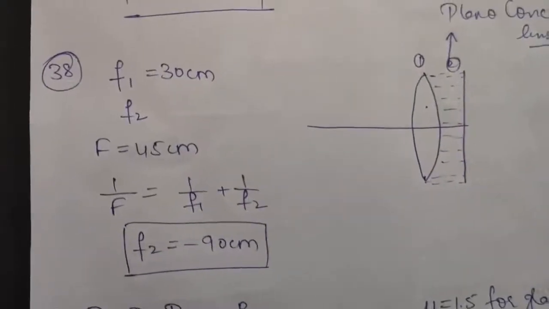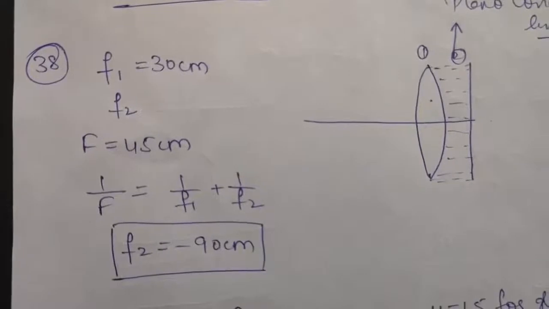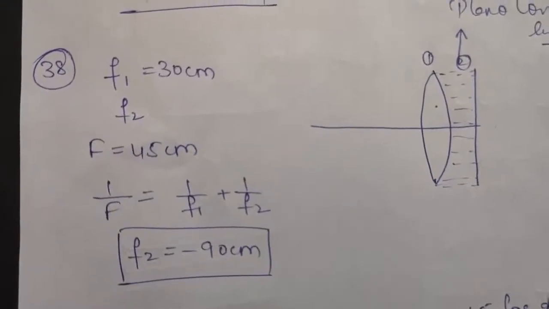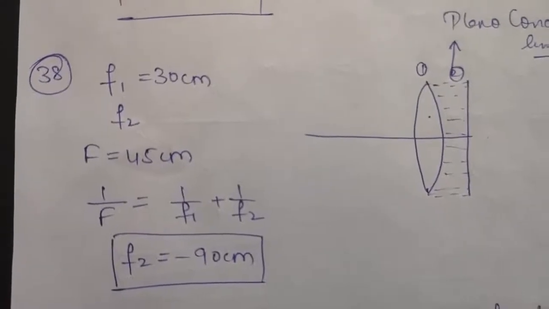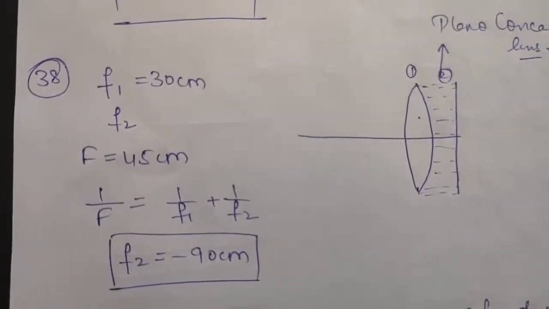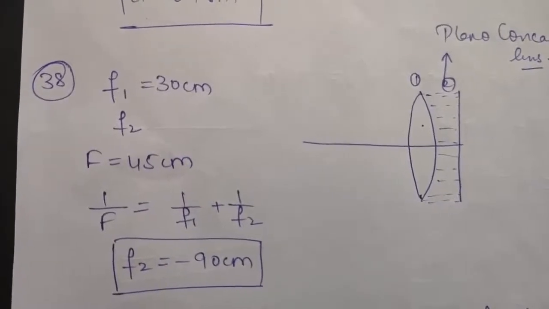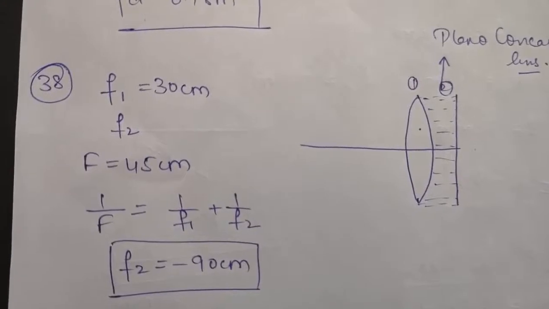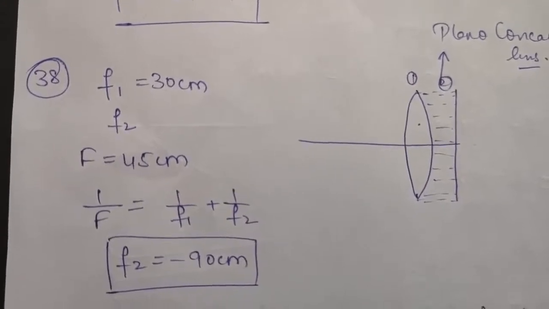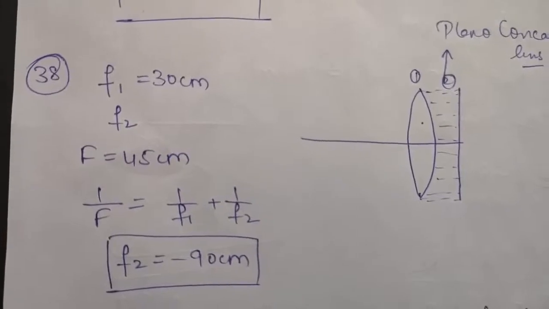Okay, so the next is question number 38. It says, the figure shows an equiconvex lens of refractive index 1.5 in contact with a liquid layer on top of a plane mirror. A small needle with its tip on the principal axis is moved along the axis until its inverted image is found at the position of the needle.